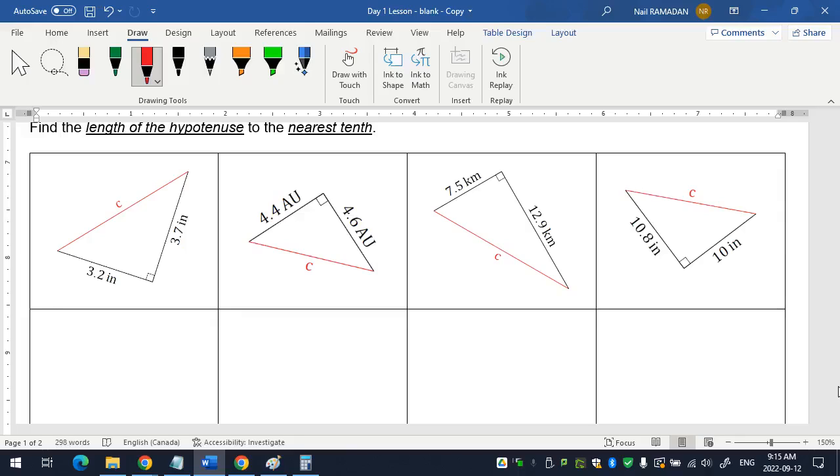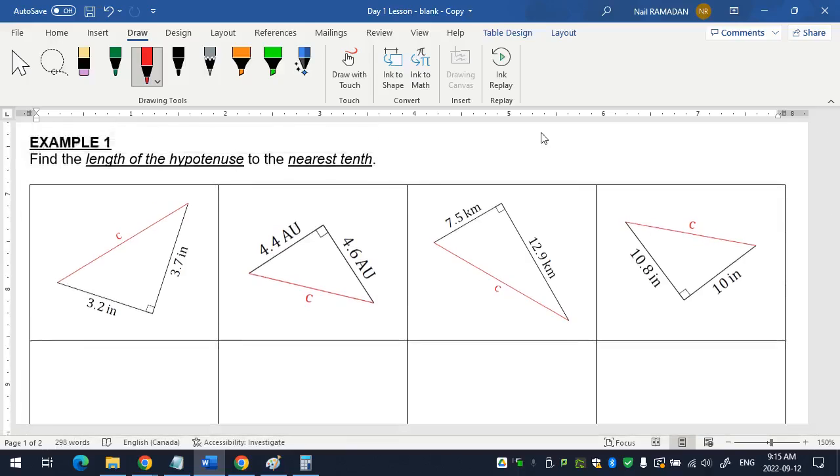Okay. So I want you to write: nearest tenth means one decimal. Great. All right.